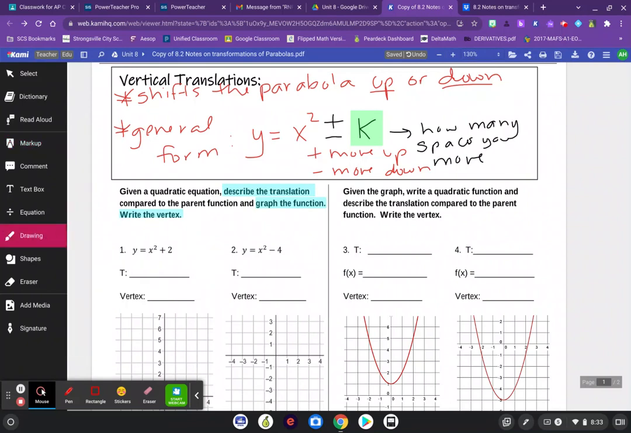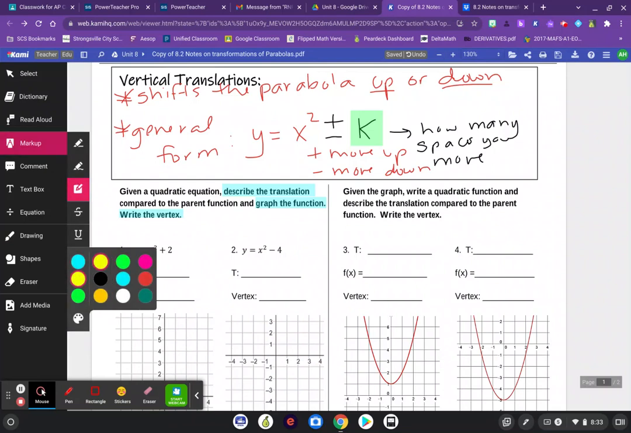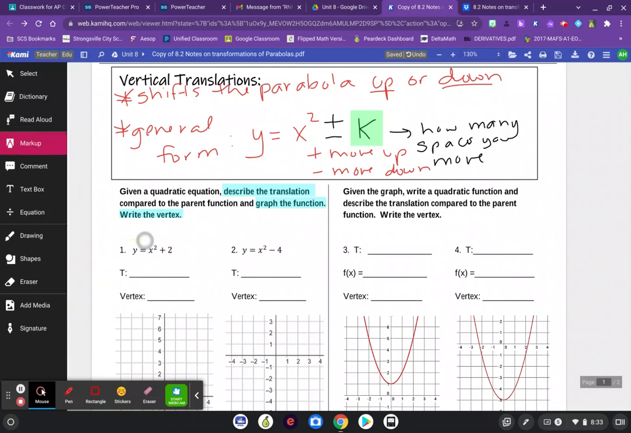All right, so it looks like I have this parent function, right? I have this parent function y equals x squared. That's my parent function. The extra is this plus 2, and that plus 2 tells me that I'm going to move up 2 compared to that parent function, okay?